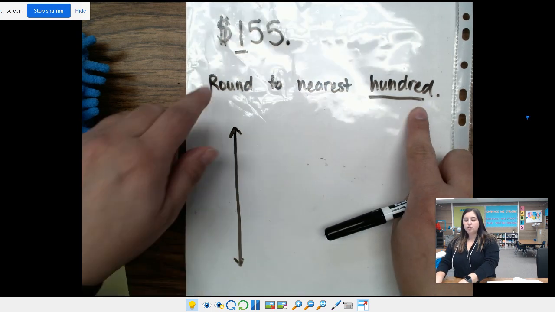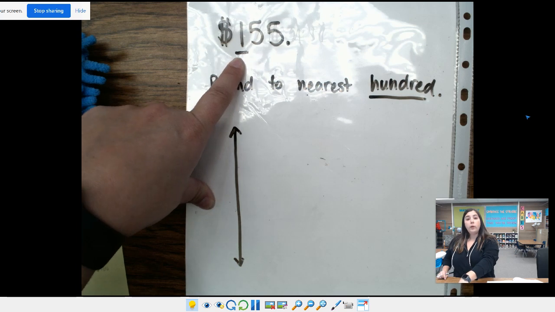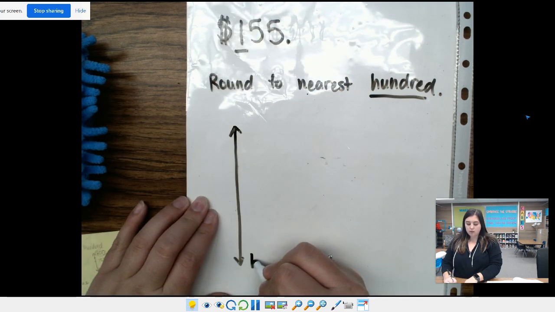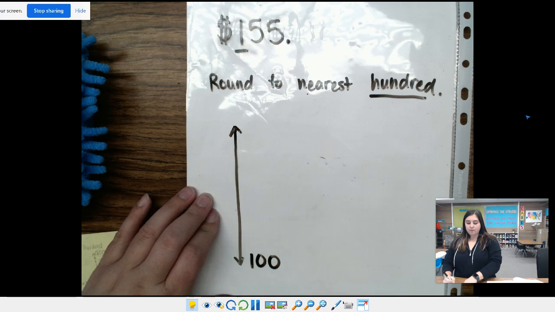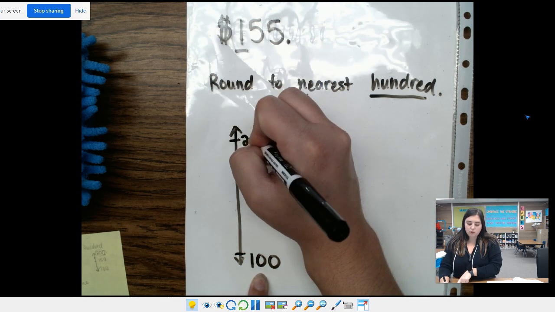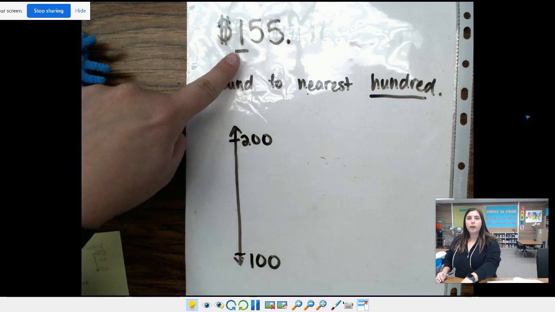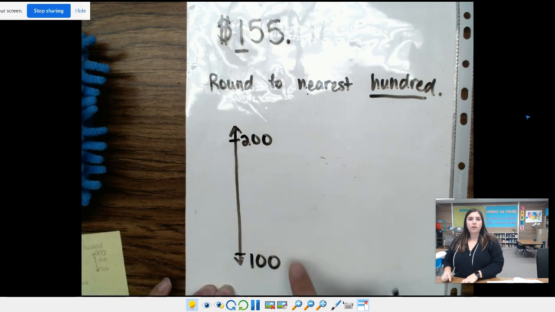So if I'm rounding to the nearest 100, what hundreds am I currently in? How many do I have? We have 100. Let's write that down. That's going to go at the very bottom right here. There's my 100. Then I'm going to think, what is one more 100 than this? So I have 100. It's one more. 200. That's going to go at the top of my number line. So I know my number, 155, is somewhere in between here.